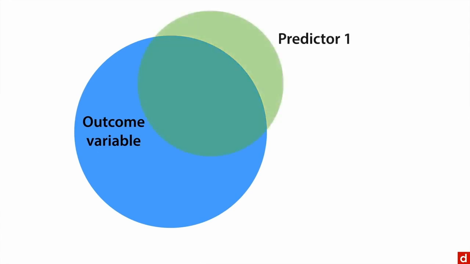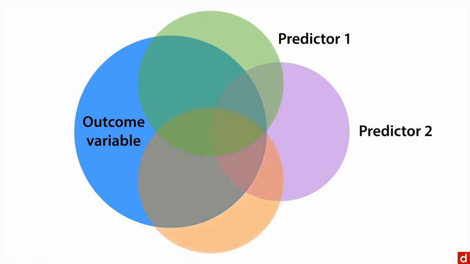Imagine, for instance, we've got a big circle here to represent the variability in our outcome variable. We're trying to predict it. And we've got a few predictors. So we've got predictor number one over here, and you see it's got a lot of overlap. That's nice. Then we've got predictor number two here. It also has some overlap with the outcome, but it also overlaps with predictor one. And then finally down here, we've got predictor three, which overlaps with both of them. And the problem arises, the overlap between the predictors and the outcome variable.